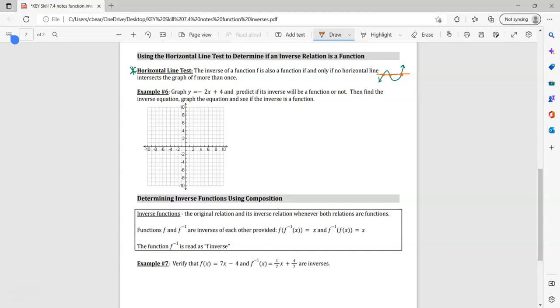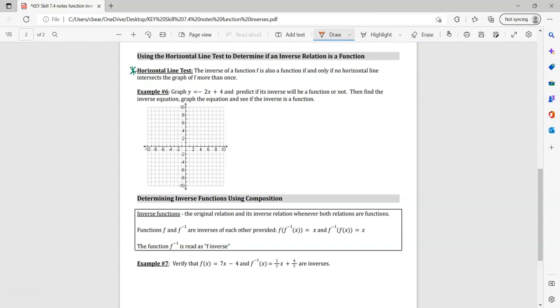All right, so in order for an inverse to also be a function, your graph has to pass the horizontal line test. So it says the inverse of a function f is also a function if and only if no horizontal line intersects the graph of f more than once. All right, so let's look at an example.